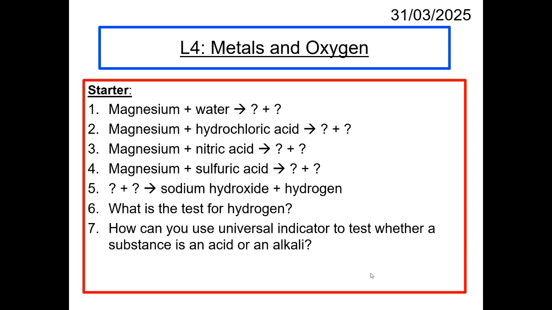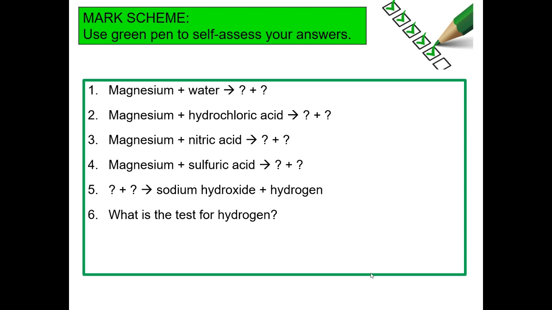Okay, welcome back. Make sure you have the correct answers. Magnesium reacting with water: remember that the first reaction we did when reacting a metal with water, we make a metal hydroxide and hydrogen. Let me show you the answers. So magnesium and water make magnesium hydroxide and hydrogen.